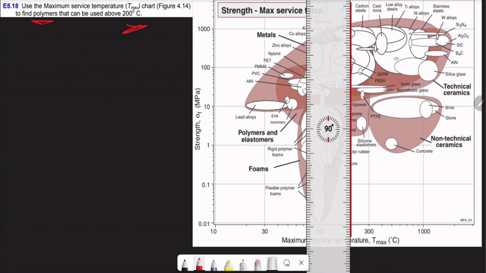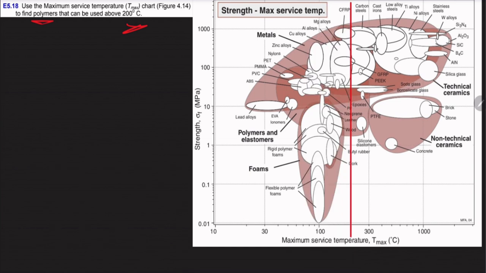So once you have your line, you can now find polymer. This is the circle for polymer, the family of polymers that we are looking for, just around here. The only polymers that have a maximum service temperature above 200 degrees C are silicon elastomers, and the next one is PTFE, which is polytetrafluoroethylene. Those are our two materials for our selection. Let's move on.